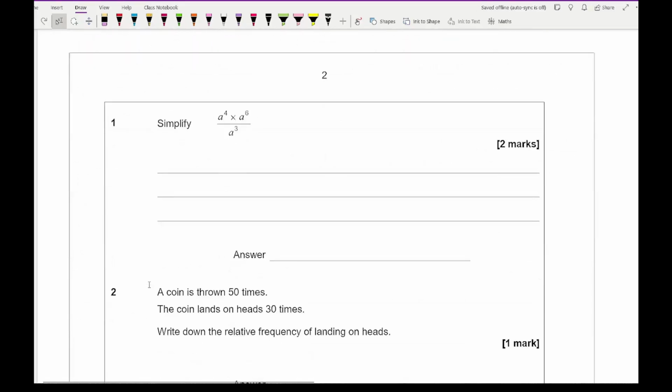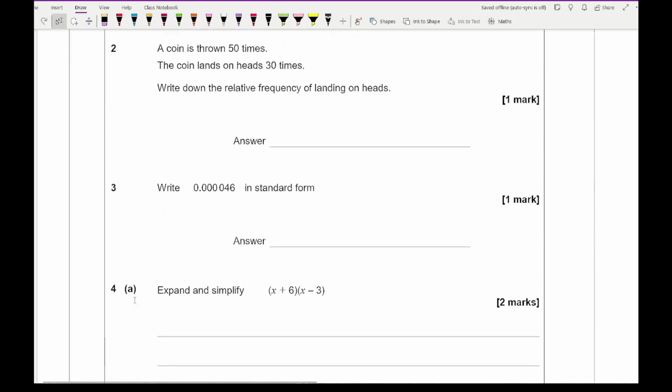So looking at question 1, it says simplify a to the power 4 times a to the power 6, all divided by a to the power 3. So what we need to do here is simplify the numerator. When we're multiplying we add the powers, so that's going to be a to the power of 10 divided by a to the power 3, and then we take away the powers, giving us our correct answer of a to the power of 7.